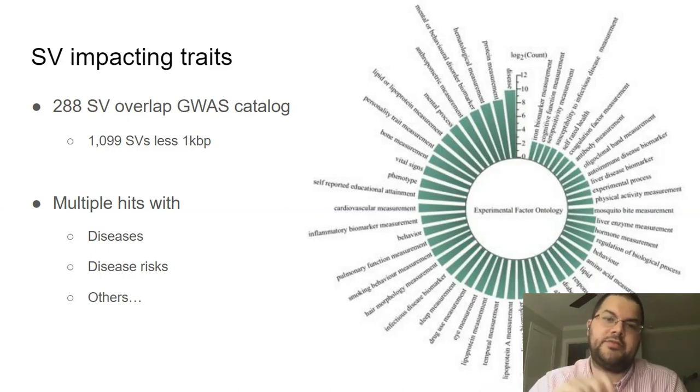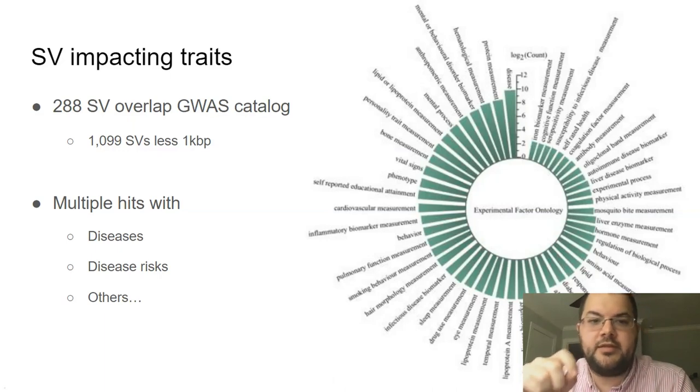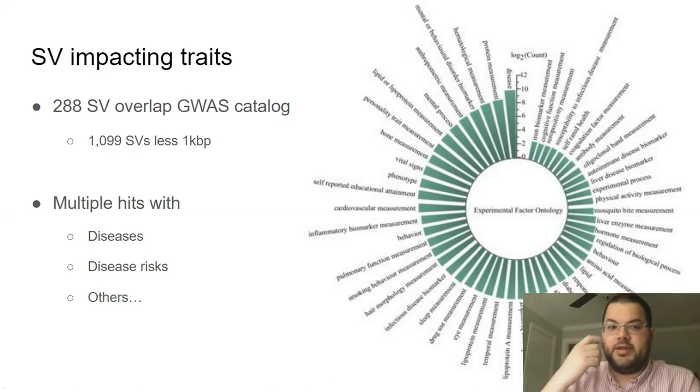So 288 structural variants directly overlapped with GWAS catalog SNVs that have been previously reported. And 1,099 structural variants were in close proximity, meaning less than 1 kb apart from lots of these GWAS tags, or GWAS informative SNPs that have been characterized in previous studies. And obviously, we looked into this. Here on the left side, we're giving you the measurement of impact across different phenotypes. And lots of these have to do with diseases or disease risks or simply other phenotypes.